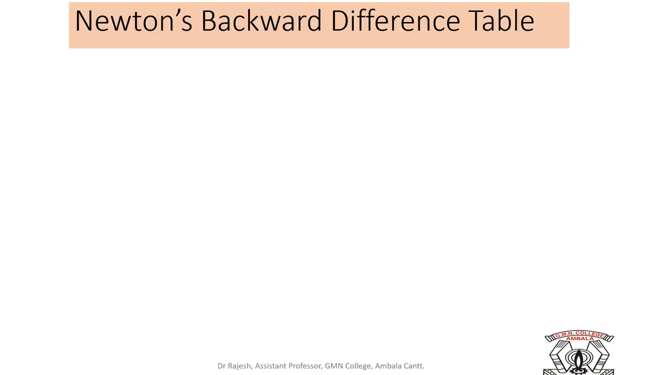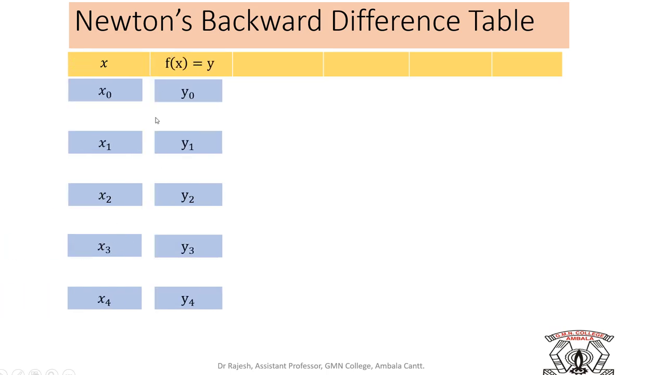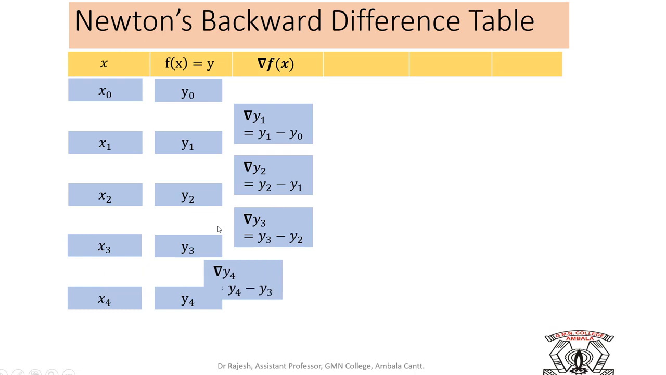Now Newton's backward difference table: these are the arguments, these are the values of the function at the arguments, and you know this one, del y1, which is y1 minus y0. This is del y2, which is y2 minus y1, and similarly you complete the table.